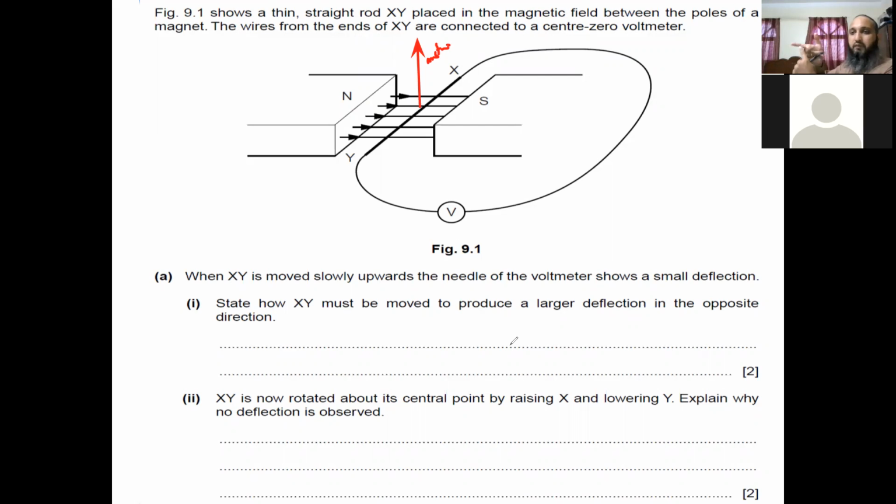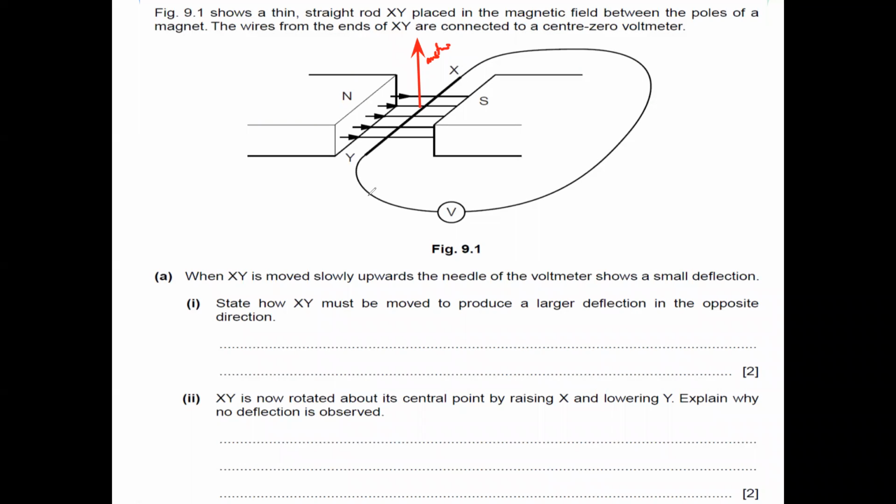My index finger should point on the right-hand side because south is on the right-hand side. My thumb should point upward. So thumb is pointing upward, index finger is toward the right. Where is my second finger pointing? It is pointing into the screen. So the induced current is from Y to X. So it will move in this way.